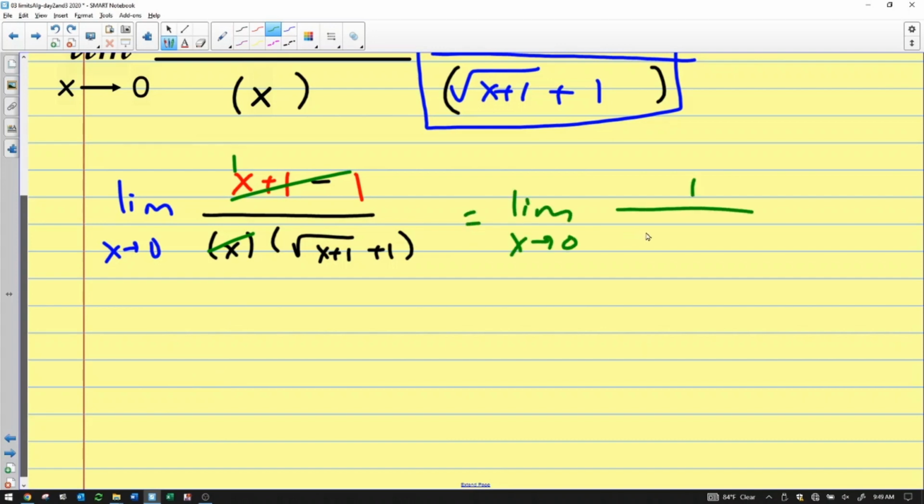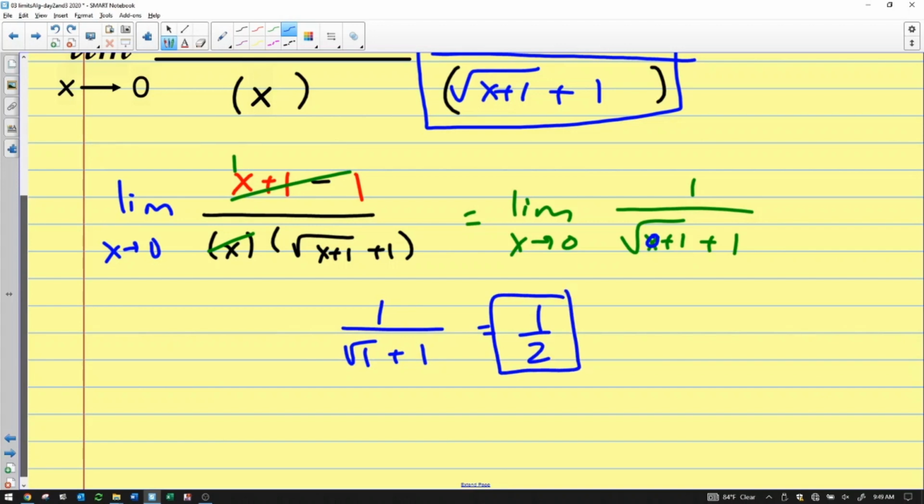Please don't just make the 1 disappear. There really still is a 1 there. Okay? What is your next step? Plug in. Plug in what? 0. 0 for what? X. Only for the X. So this is 0. So what I get is 1 over the square root of 1 plus 1. And the answer is 1/2.